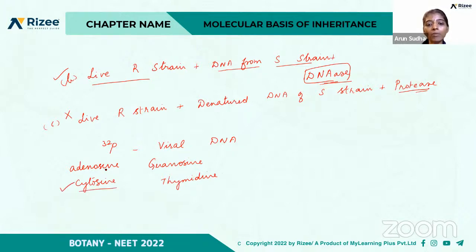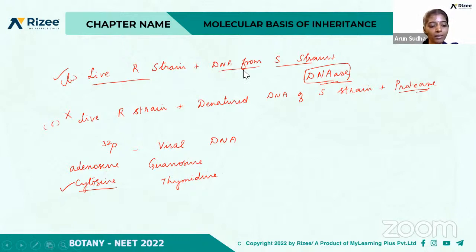Why is it the odd one? Adenosine is a nucleoside, and the others are also nucleosides, but cytosine is a nitrogenous base. So all of these are nucleosides, but this one is a nitrogenous base. So cytosine is the odd one out here. You have to be clear with these terms: nucleosides, nucleotides, and nitrogenous bases.